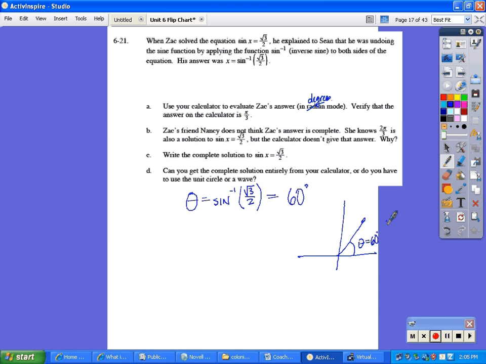Where else is sine positive? Sine is also positive in quadrant 2. So with a reference angle of 60, the angle we're looking at would be 180 minus 60, which equals 120 degrees. That's our second solution. And again, if you want to check that, go ahead and type in sine of 120, and you should get √3/2, or the equivalent of that.